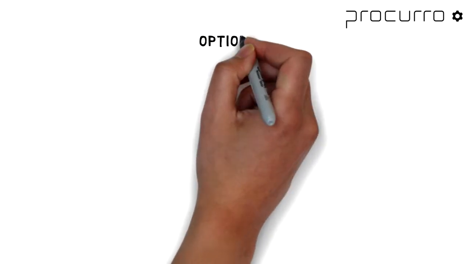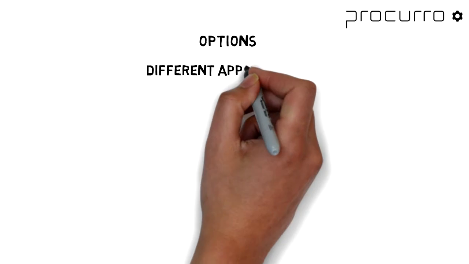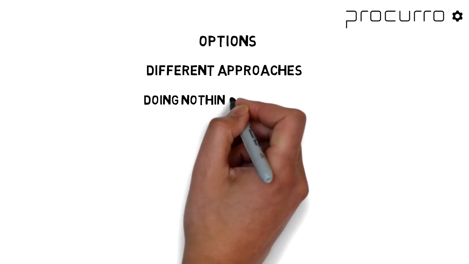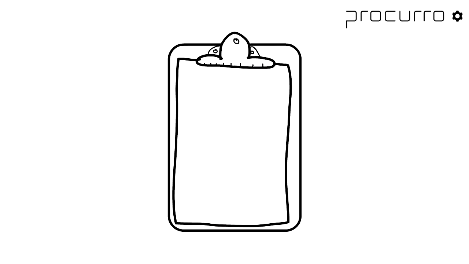Options is the next section, which details the different approaches you're suggesting for meeting the business need that was identified at the beginning of the business case. If you are pitching your solution to a customer, you will compare two solutions, yours and doing nothing. Yes, doing nothing has a cost.